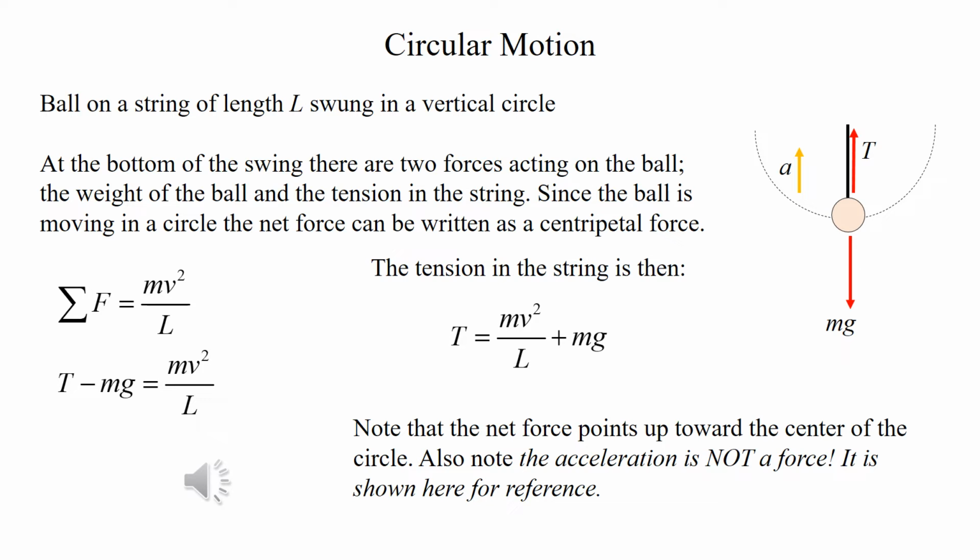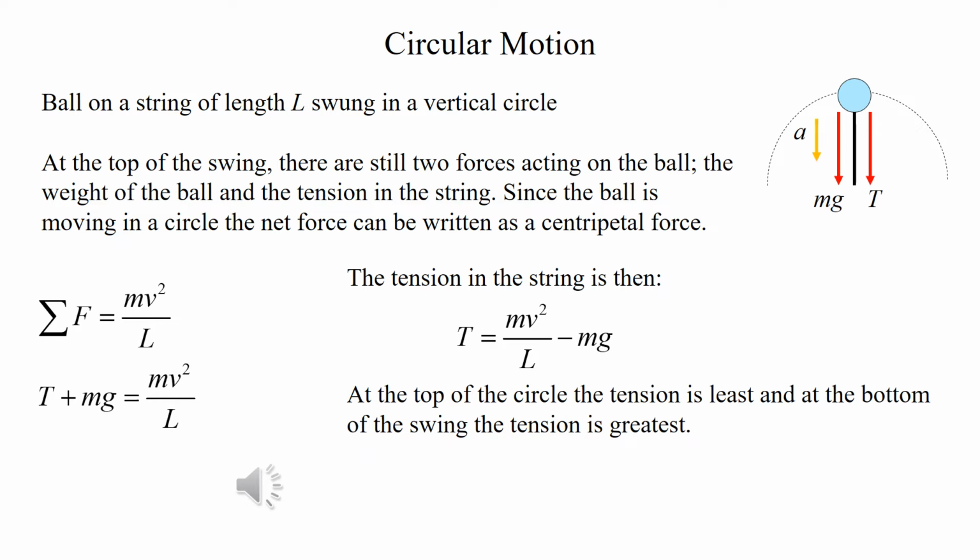Also note that the slower the ball moves, the less the tension, but the tension will always be greater than the weight mg. All right, and also note in the diagram, I have a yellow arrow with the A next to it. That's just showing the direction of the acceleration for reference. So be careful, acceleration is not a force, so we do not put that in the force equation. The only forces we have are the tension in the string upward and the weight downward.